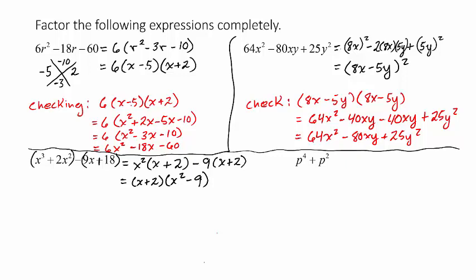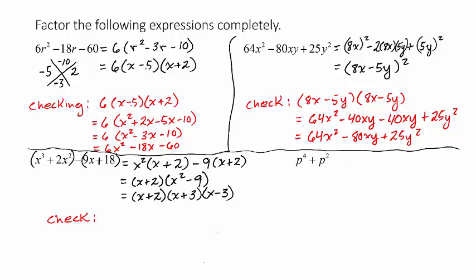Okay, now hold up, because I factored this by grouping successfully, but look at the final product. I have the quantity x plus 2 times the quantity x squared minus 9. What do you notice about that second factor, x squared minus 9? It's the difference of squares, right? So we can keep going here with the difference of squares. With x squared minus 3 squared, we're going to have x plus 3 times x minus 3. So fully factored, this is the quantity x plus 2 times the quantity x plus 3 times the quantity x minus 3. Let's check this.